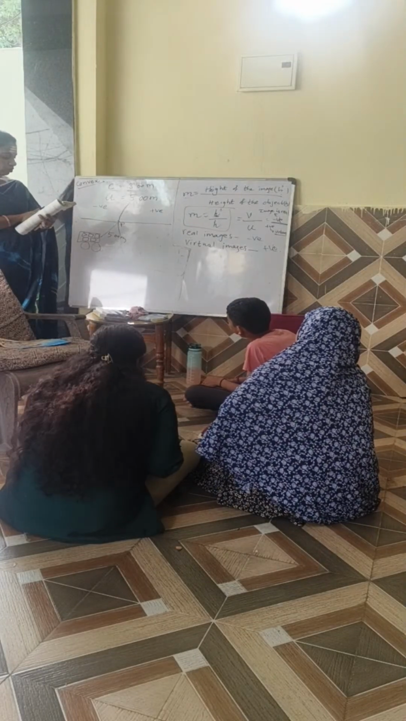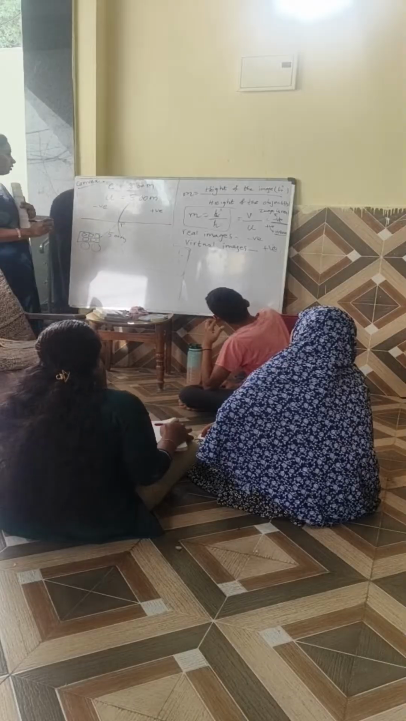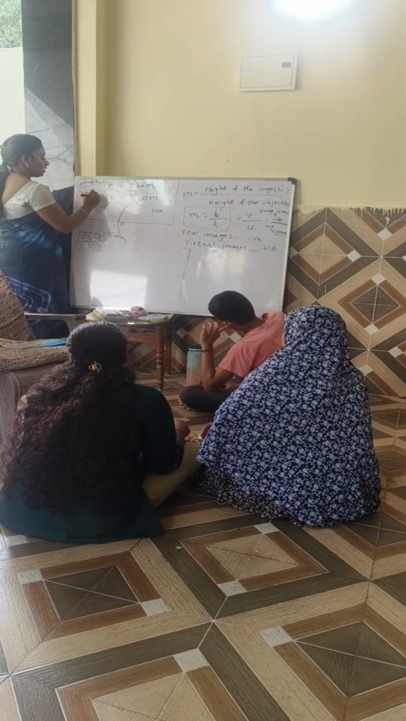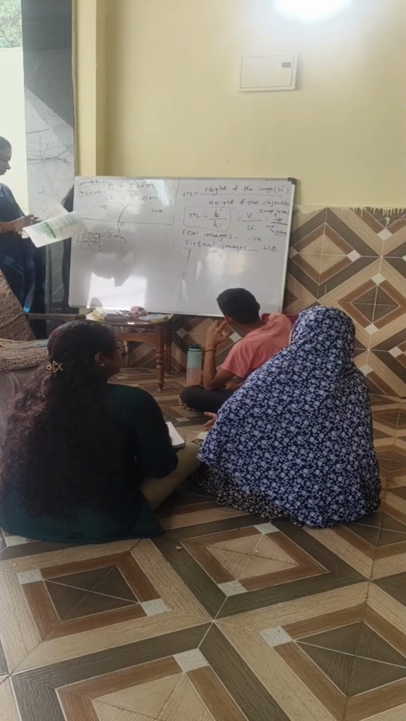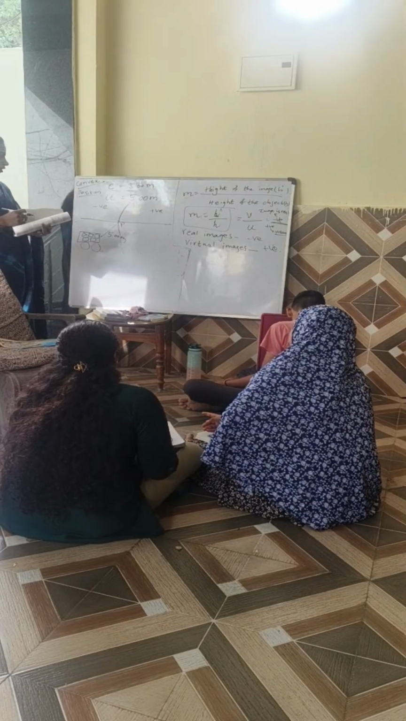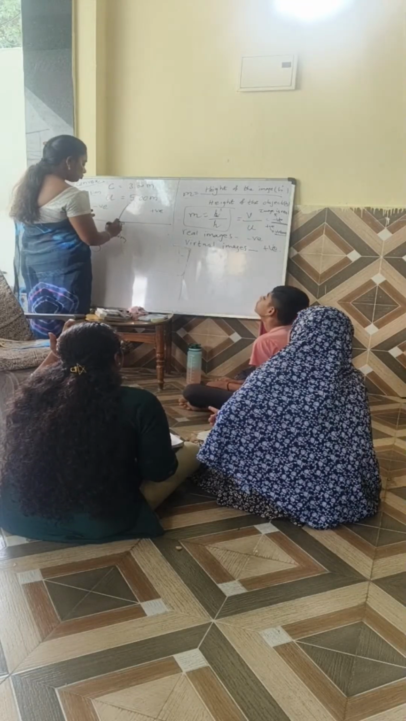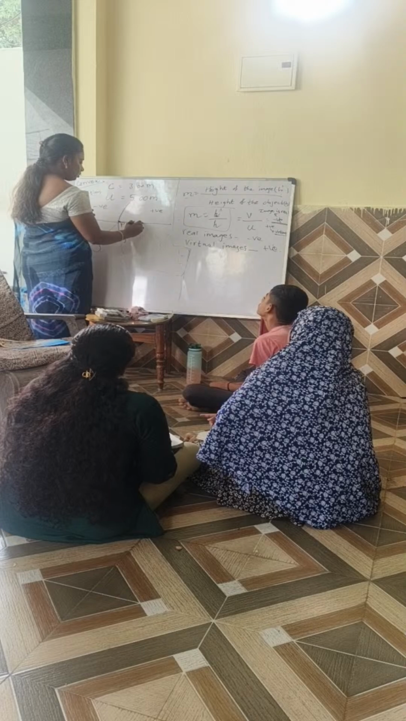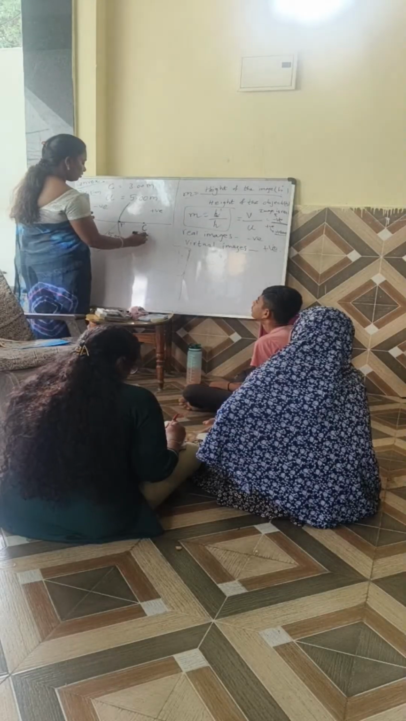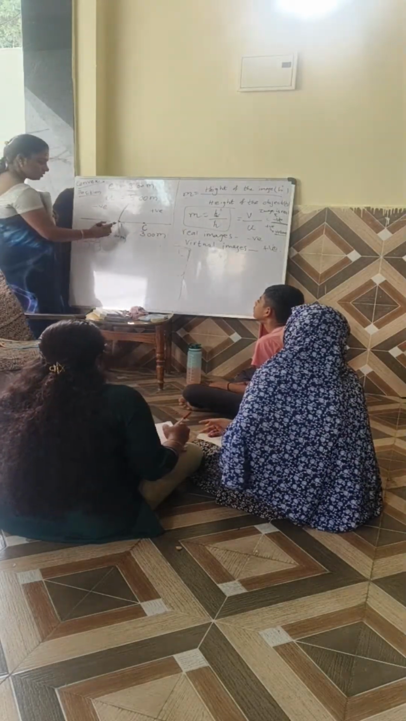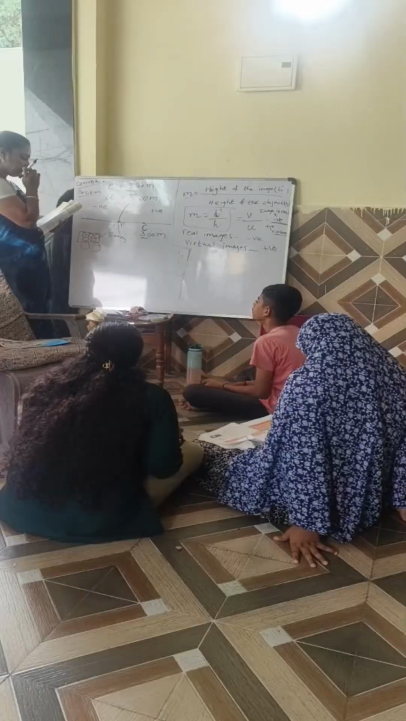So, find the position, nature and size of the image. You should find the position. Where will it form? This is the pole, and here is the center of curvature. They have given 3 meters. How much is this distance? 3 meters.